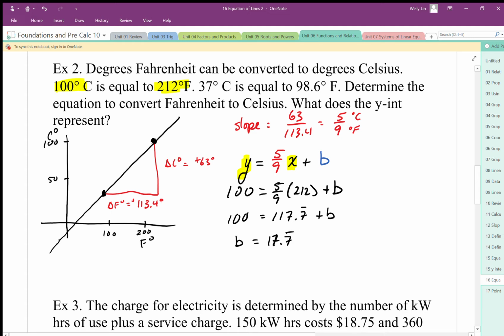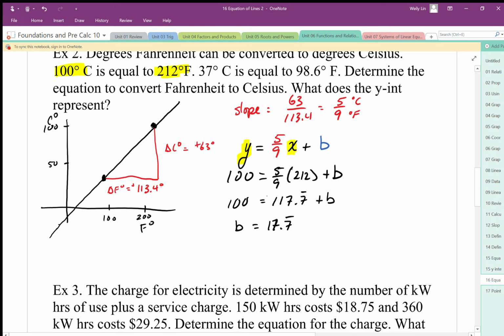Okay, so then b works out to be 17.7 repeating. And since I'm going to subtract from both sides, it's going to be negative. So my degrees Celsius is equal to my slope times degrees Fahrenheit plus my y-intercept. Okay, so slope is 5 degrees Celsius for every 9 degrees Fahrenheit. My y-intercept is always in the same units as my y value. It's going to be negative 17, and I'm going to round that to 0.8 degrees Celsius.